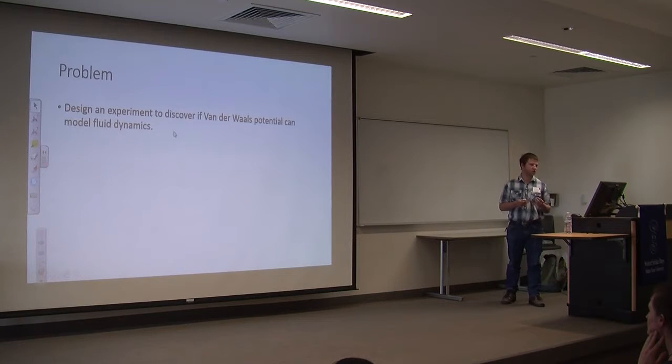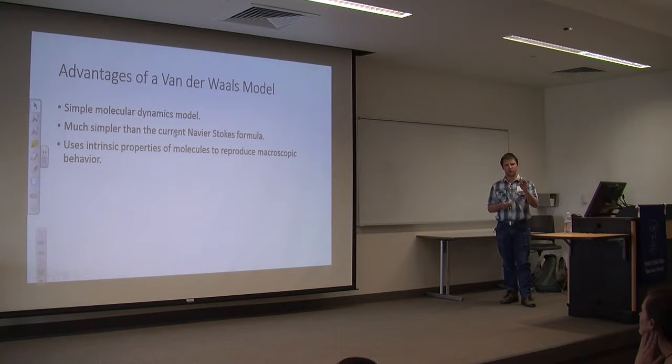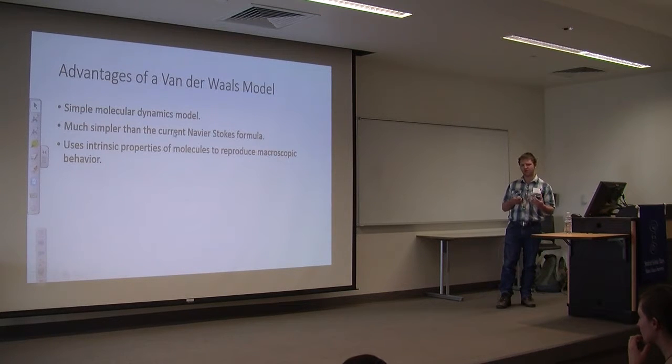So my mission was to design an experiment to discover if the van der Waals potential could be used to model fluid dynamic behaviors of how air flows and liquids flow around obstacles and through obstructions. Some of the advantages of this is it's a molecular dynamics model, meaning you're only looking at individual particles as opposed to all these vector fields and such. It's a lot simpler than what's currently used, which is the Navier-Stokes equation, which uses partial differential equations, and it's like grad level work to work with. And it uses just the properties of the gas particles themselves to get the behavior instead of assuming anything about the fluids.